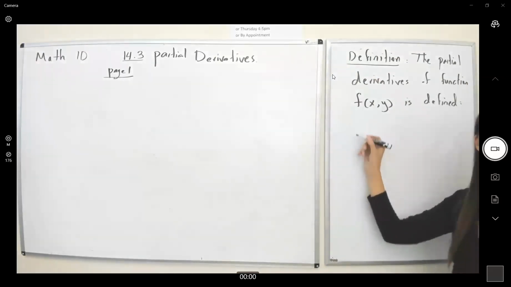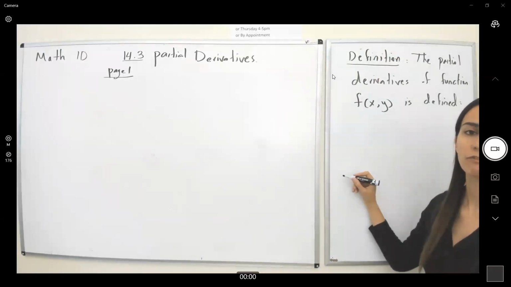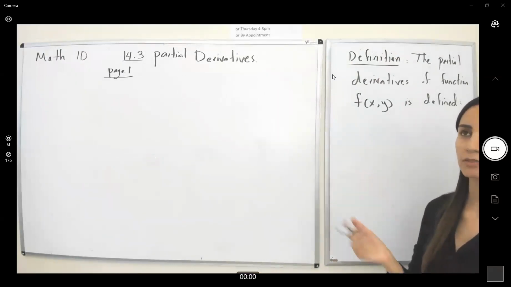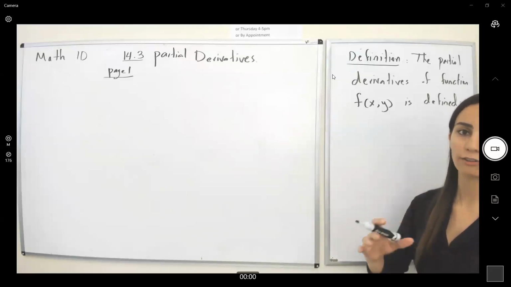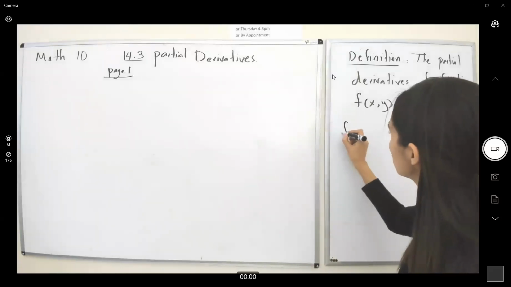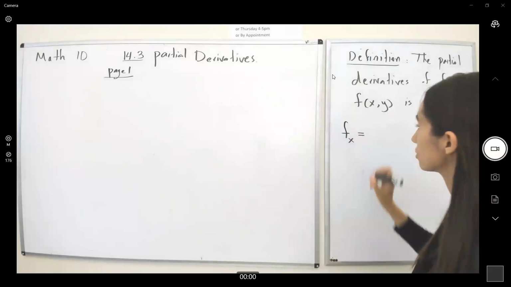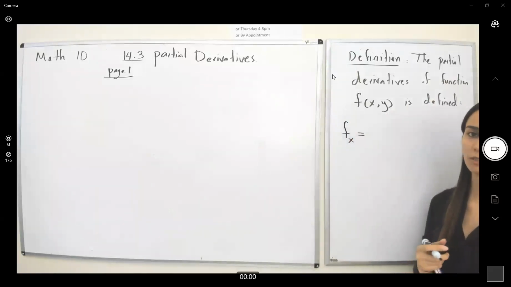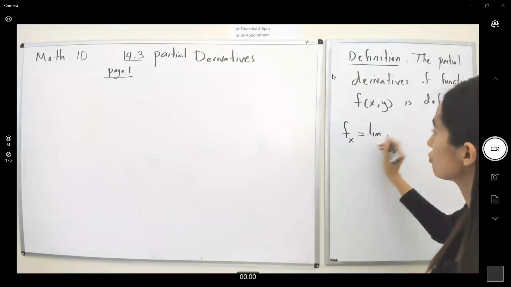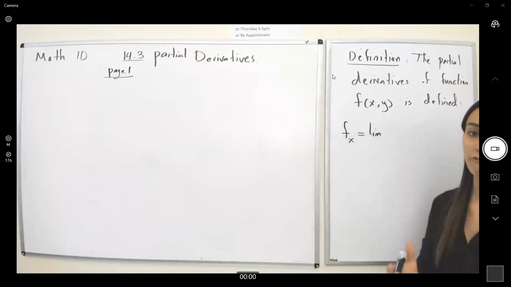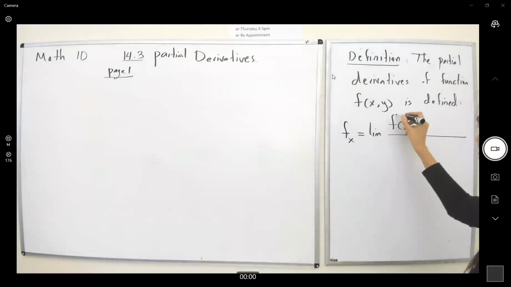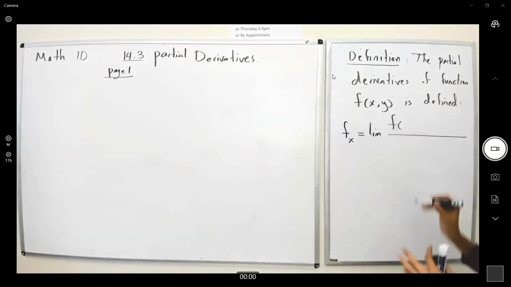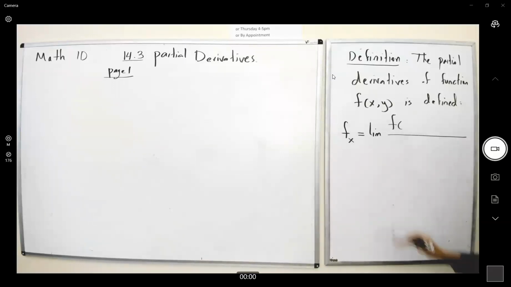So the partial derivative of function f with respect to the first variable. Think about it this way: you're actually calculating the average rate of change of the function with respect to variable x. And now that you're taking the limit, it's going to be the instantaneous rate of change of the function with respect to variable x. Suppose you're taking this partial derivative when x and y are getting closer and closer to a and b.